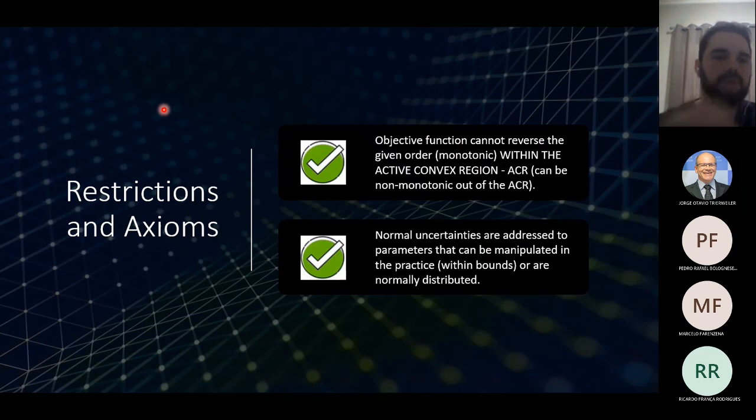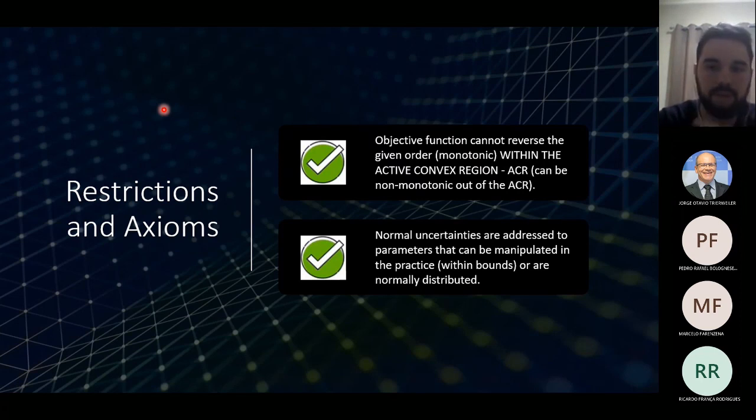Okay, so the restrictions, limitations, and axioms. Your objective function cannot reverse the given order. It must be monotonic within the active convex region. I mean, it can be non-monotonic out of your domain, okay? But in your domain of optimization, it must be monotonic, okay?